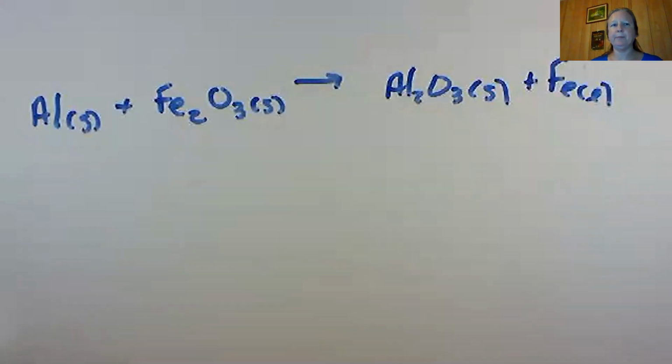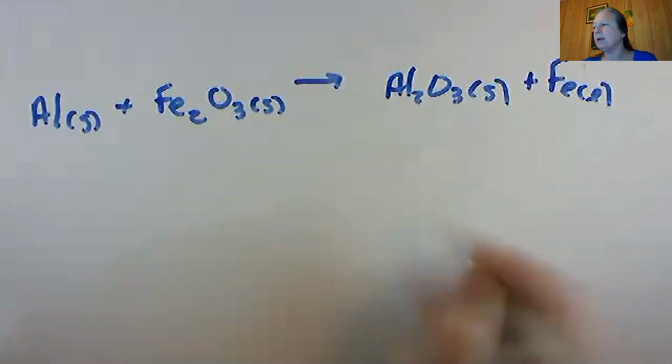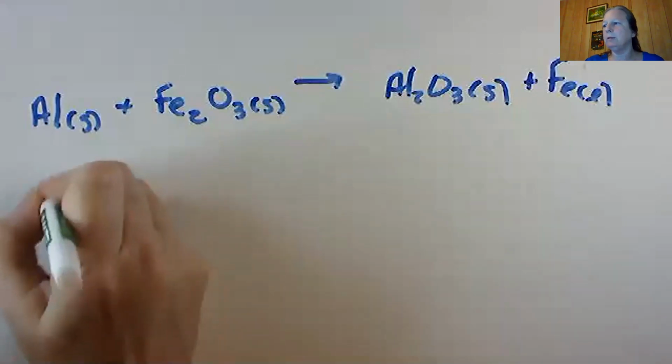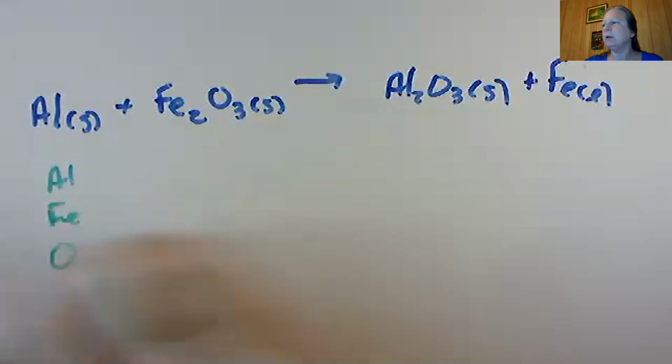All right. The first thing you do when you're balancing equations, and I recommend you get in the habit of this every time, is you write down on the left and the right what you have. Now, I do it separately, left side, right side. Some people go down the middle, whatever works for you. So on my left side, my reactant side, I have aluminum, I have iron, and I have oxygen.